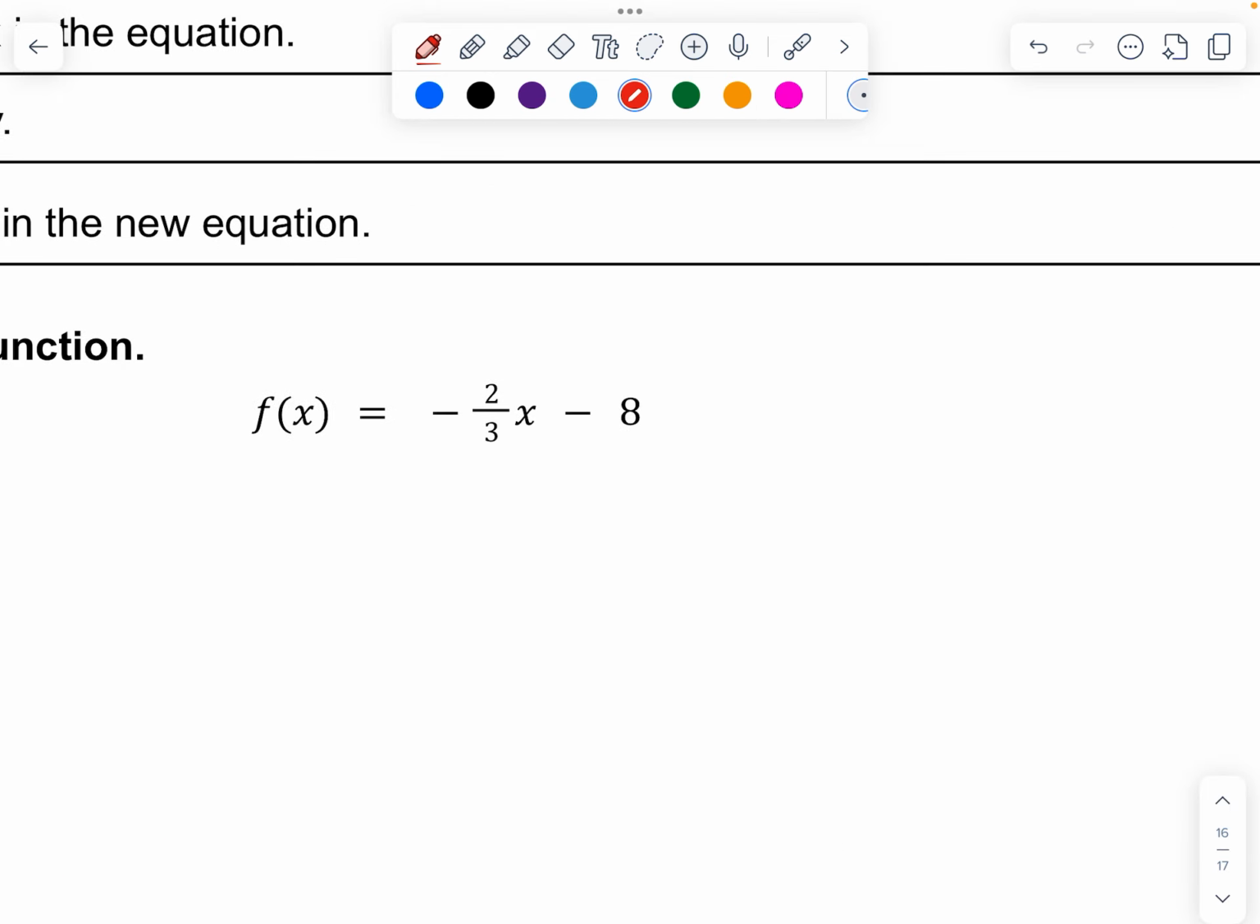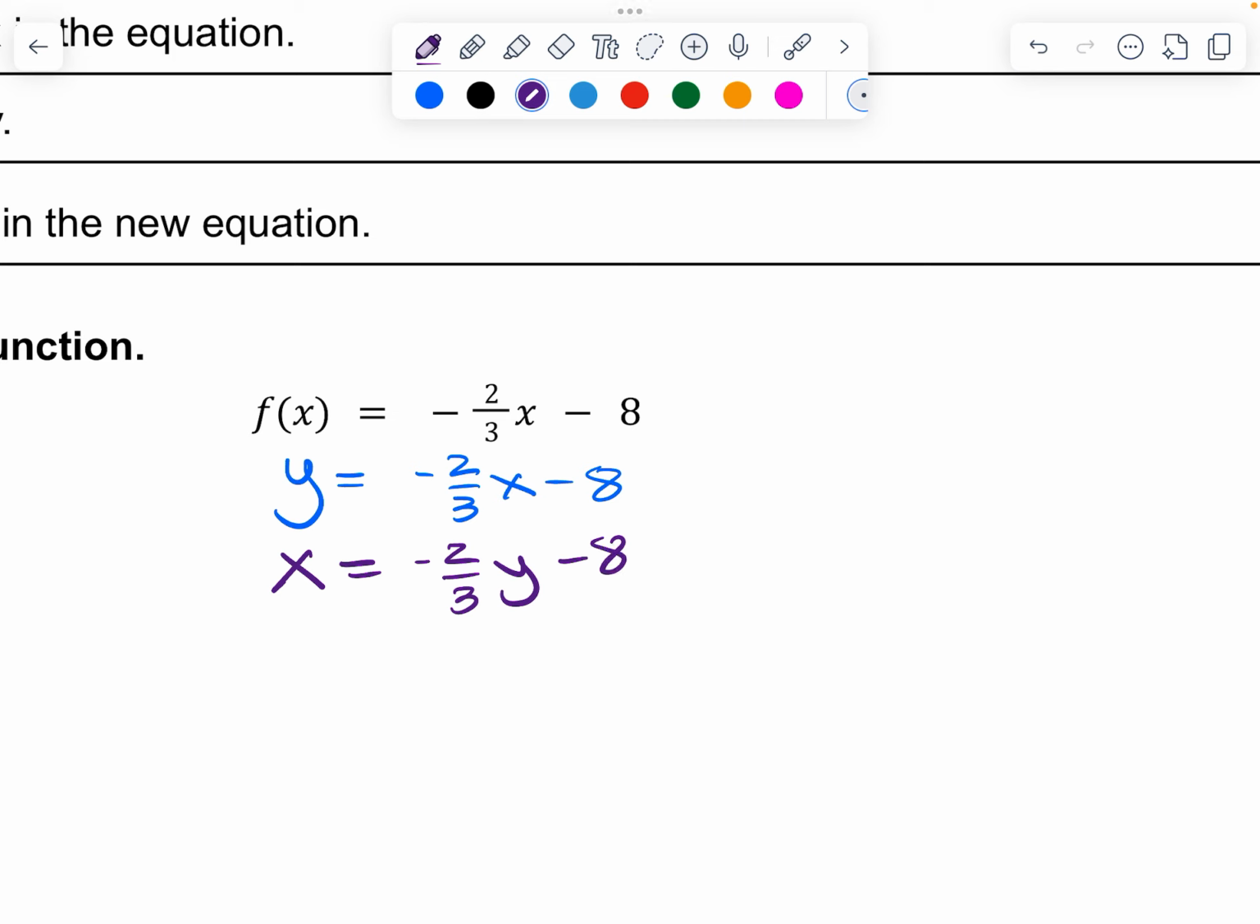This one, same thing. I replace my f of x with y. Then I change my y to x and my x to y. Remember, to get rid of these fractions, I'm going to multiply everything by 3. So multiply this by 3, this by 3, and this by 3. I get 3x equals negative 2y minus 24. I'm going to add 24 to the other side.